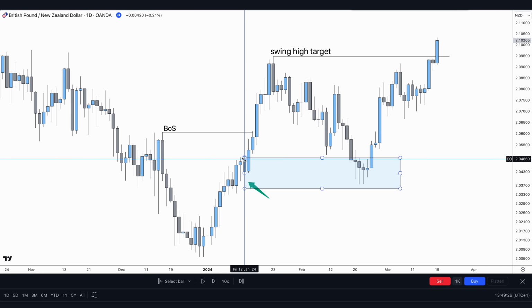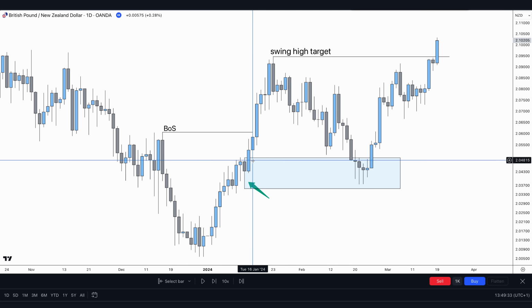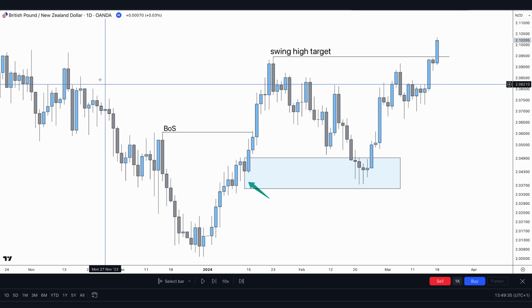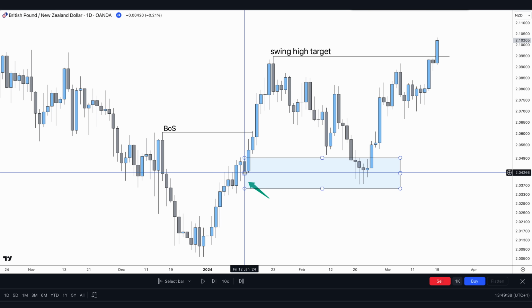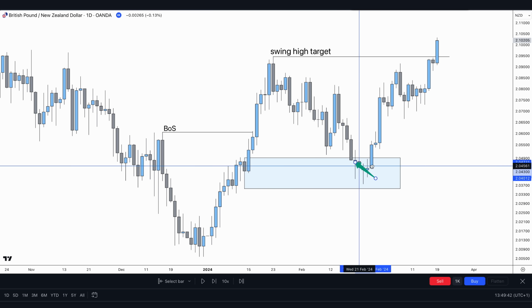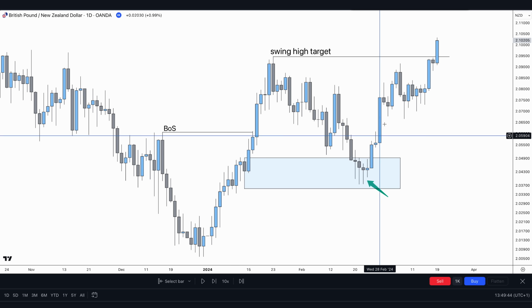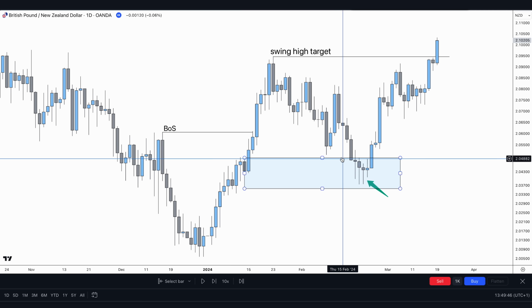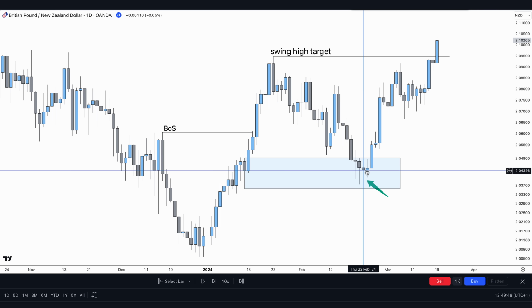Now, what does that tell us? Well, if they were happy to buy here before, we obviously know this price range between 2.05 and 2.035 is seen as a discount price to buy this asset from. So people were happy to buy pounds against the New Zealand dollar at this price point, which tells us if the market comes back to this point again, we can see the same kind of movement happening because people will be happy to buy once again once the asset is seen as undervalued or at a discount.